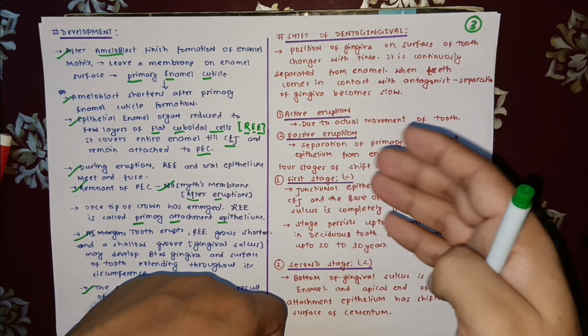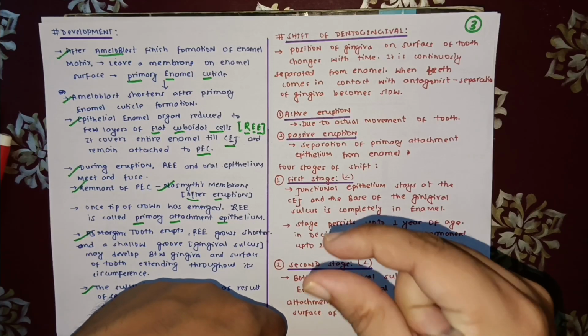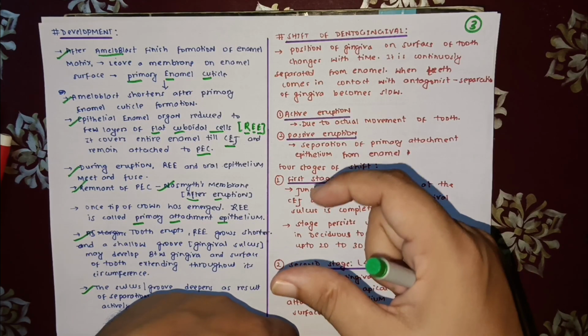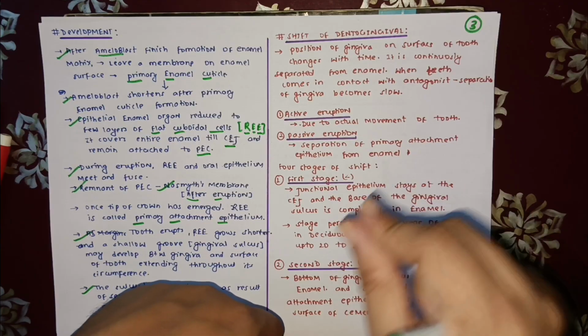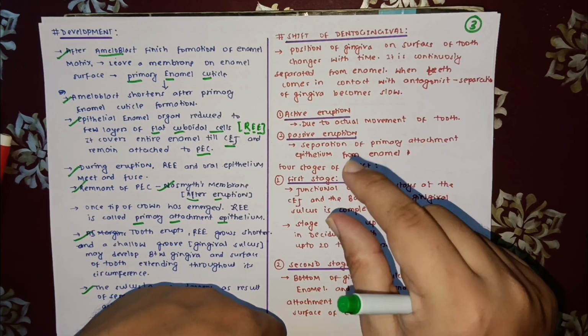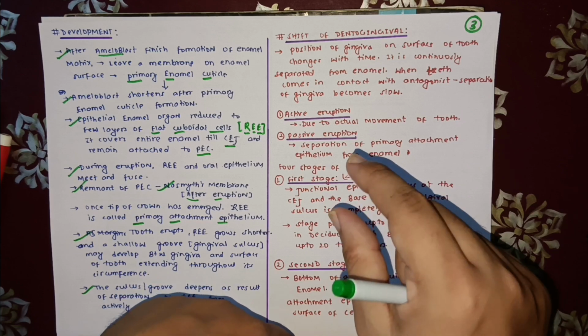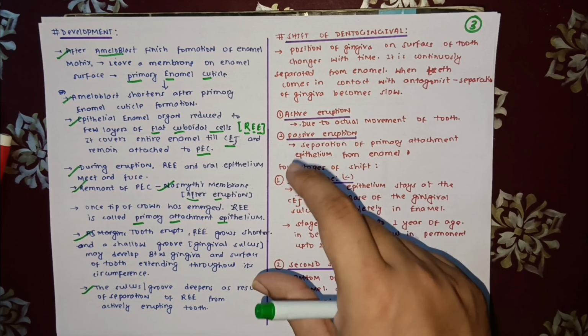That attachment epithelium is going deeper and deeper, forming the sulcus, and the sulcus is going deeper and deeper. At the end, when the tooth is properly erupted, there is still a little attachment present between the tooth and the gingiva, and that is called the proper junctional epithelium or attachment epithelium. So that is the concept. I think you got it.